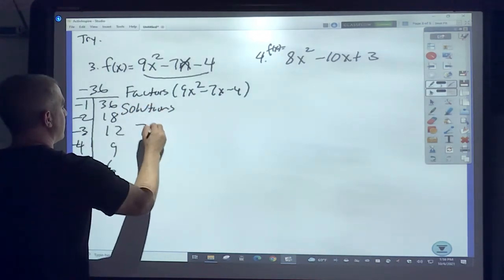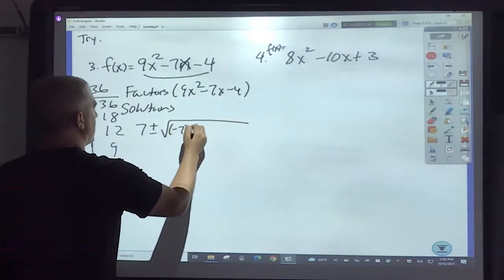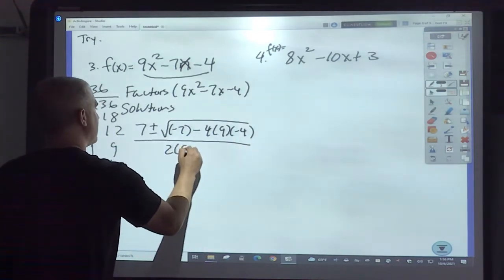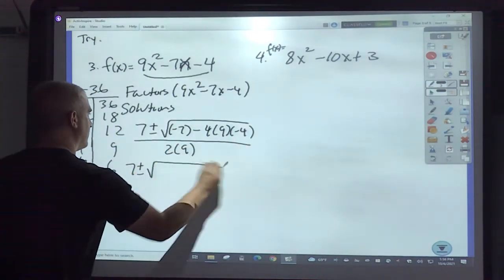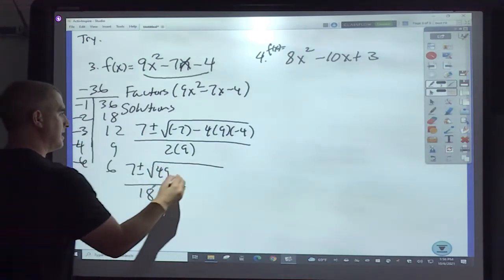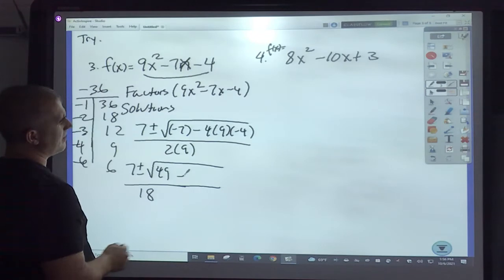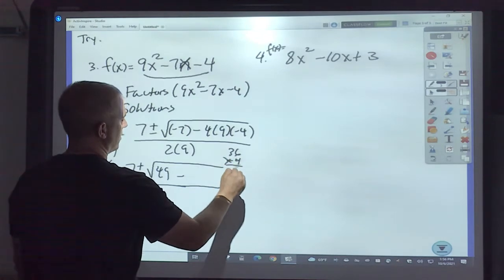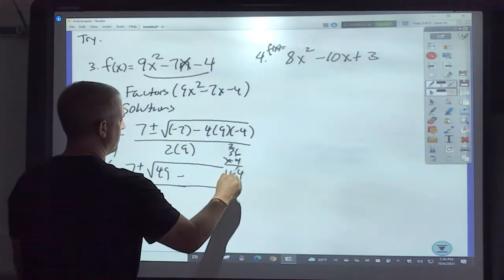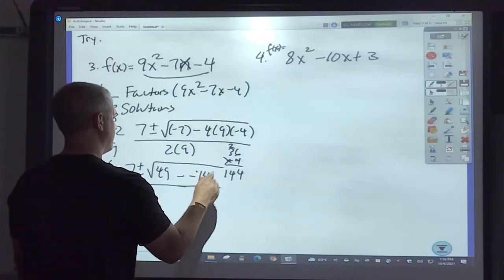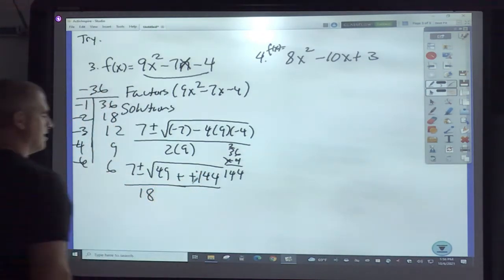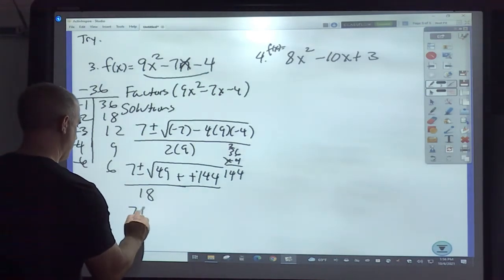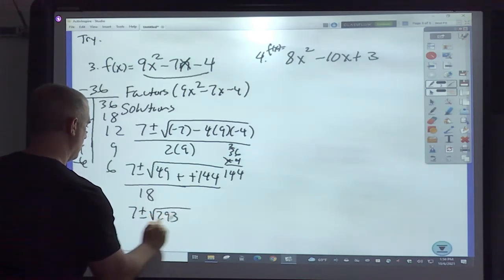So I got 7 plus and minus the square root of negative 7 squared minus 4 times 9 times negative 4, all over 2 times 9. So I got 7 plus and minus, it's going to be 49, over 18. Okay, 4 times 9 is 36, times negative 4 would be 144. So negative 144, well that turns into add, so that's going to be 193. Okay, so the square root of 193 all over 18.